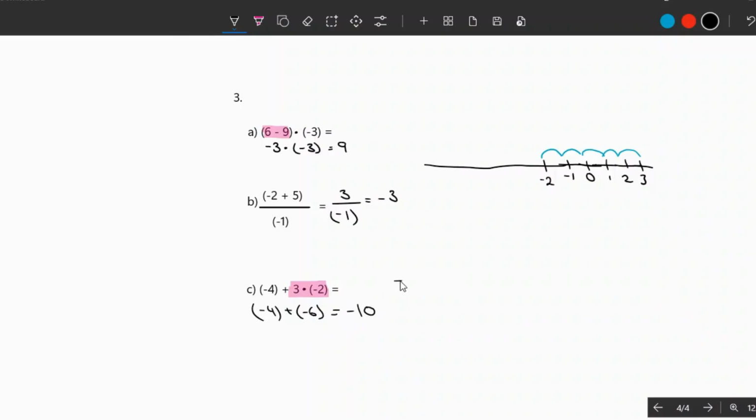You can always draw a line, and we are standing on negative 4 here. We have negative 5, negative 6, negative 7, negative 8, negative 9, negative 10, and we are jumping 6 steps from negative 4. So 1, 2, 3, 4, 5, 6. We will land on negative 10, which is the correct answer.